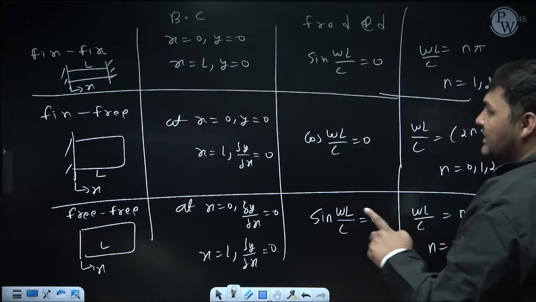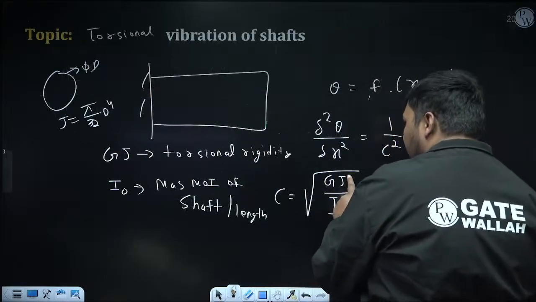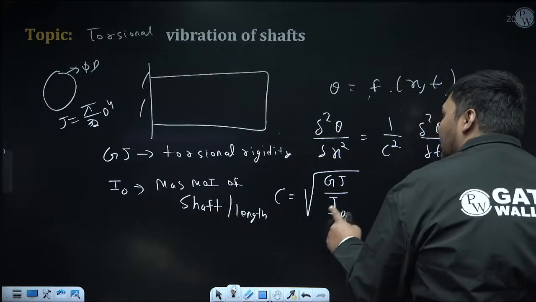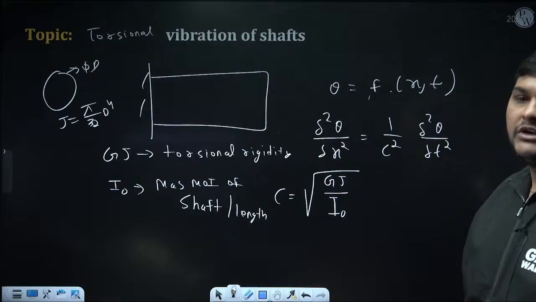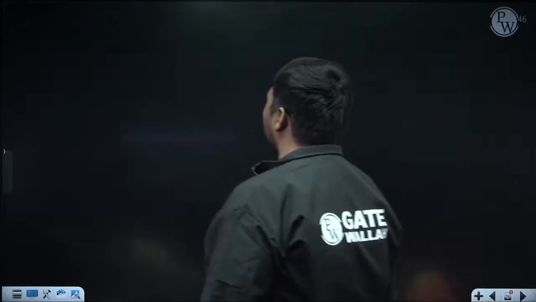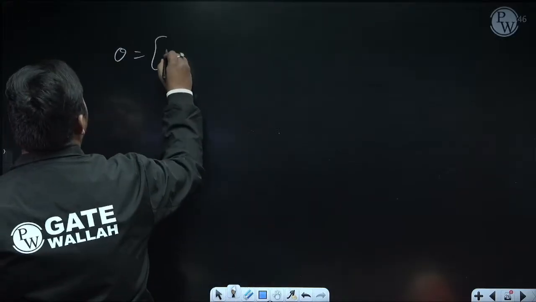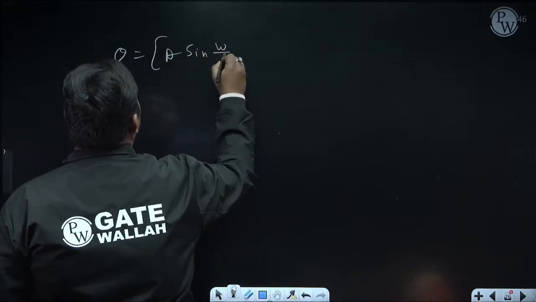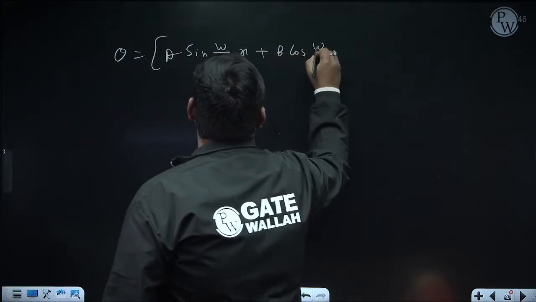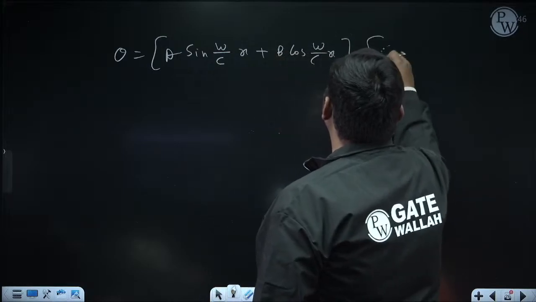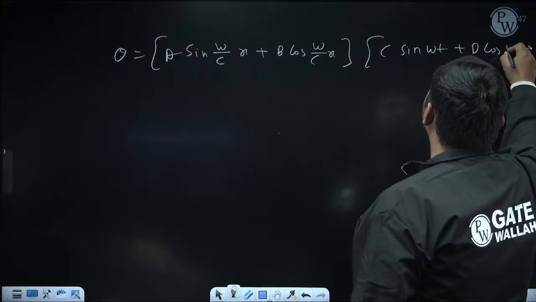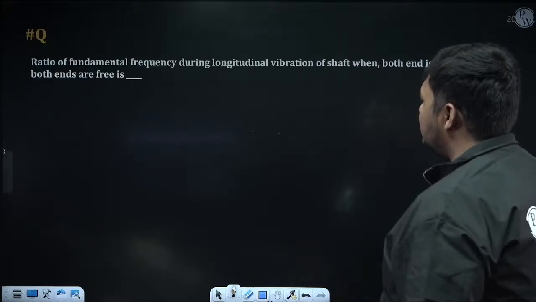So in torsional vibration, instead of axial rigidity, torsional rigidity will come. And instead of mass per unit length, mass moment of inertia per unit length will come. So this is the equation of C. The rest of the discussion is the same. Here, if you write the equation of theta, it is like this: A sin omega by C x plus B cos omega by C x, times capital C sin omega t plus capital D cos omega t. Okay, the same table will come.